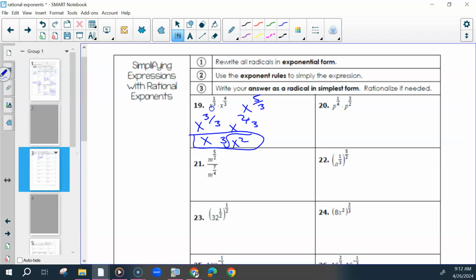How you also could have done this is kind of the same thing. Write it in radical form, and then just simplify it from there. 3 goes into 5 once with 2 left. So either way.